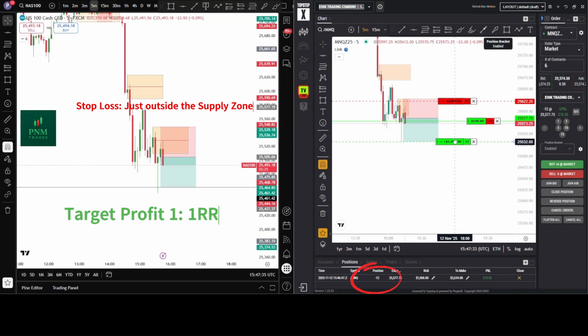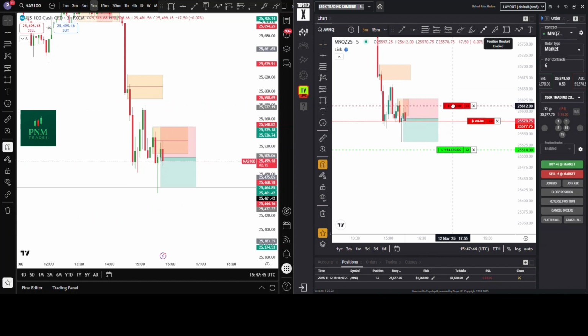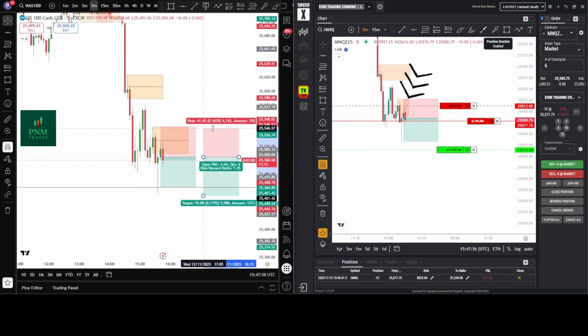Because I'm going for a 1-to-1 rather than a 1-to-2, I don't mind the scaling in, because I know at 1-to-1 I am definitely exiting the trade. So just to manage risk, I put the stop loss below the current candle that's bearish at the moment. So now we wait.